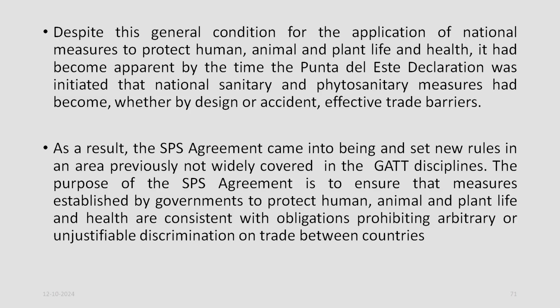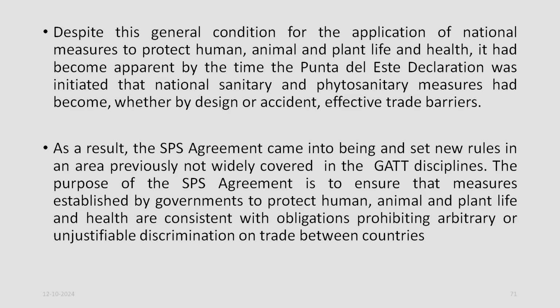So as a result, the sanitary and phytosanitary agreement came into being and set new rules in an area previously not widely covered in the GATT disciplines. The purpose of the sanitary and phytosanitary agreement is to ensure that measures established by governments to protect human, animal and plant life and health are consistent with the obligations prohibiting arbitrary or unjustifiable discrimination on trade between countries.